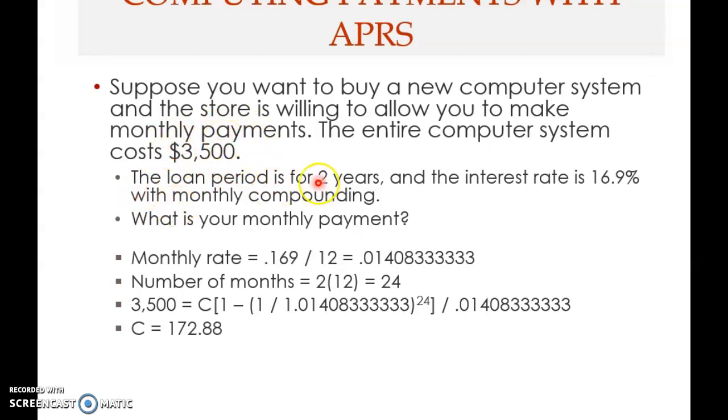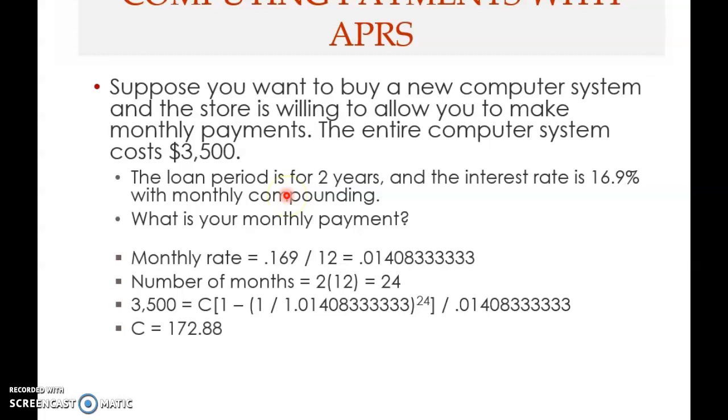The loan period is for 2 years. You cannot buy with cash, so you need to borrow. The term is 2 years and the interest rate is 16.9%. This is APR, this is the interest rate. Now this is APR with monthly compounding. So it tells you monthly compounding. The payment is monthly. So monthly compounding agrees with monthly payment.